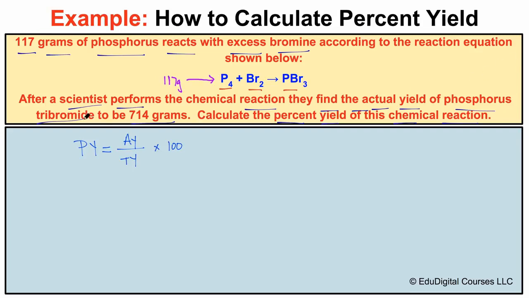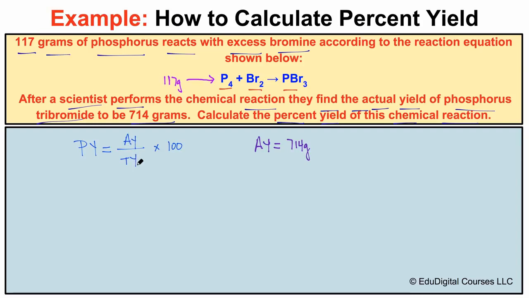So if we take a look at this problem here, we have some given information. It says after a scientist performs the chemical reaction, they find the actual yield of phosphorus tribromide to be 714 grams. So we know that the actual yield, which we'll label here as AY, is 714 grams. The scientists did this in the lab, and they found that the amount of phosphorus tribromide that was produced was 714 grams. So here's our actual yield, and we will put that here in our formula.